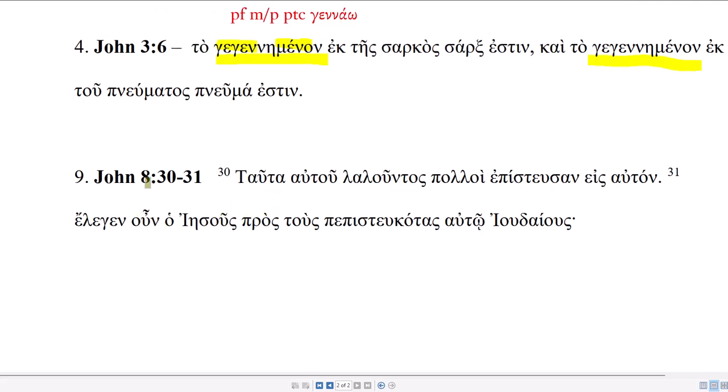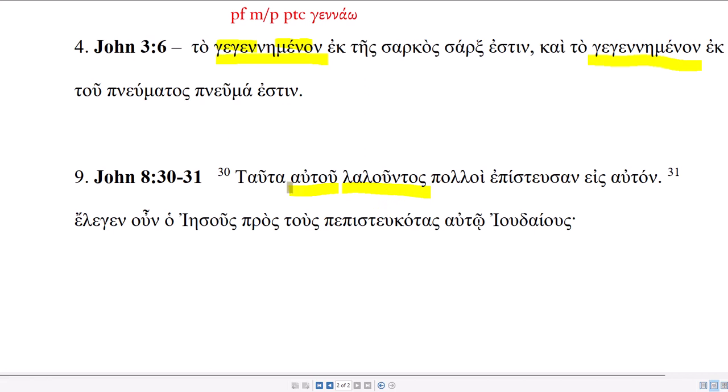This is John 8:30 and part of 8:31. It provides an example of both a genitive absolute and a perfect participle. Let's read it. Tauta autou lalountos polloi episteusan eis auton. So that's verse 30. So we have here, interestingly, a genitive masculine singular pronoun, and then we have this genitive participle. So let's take a look and see if we could get a genitive absolute out of this.